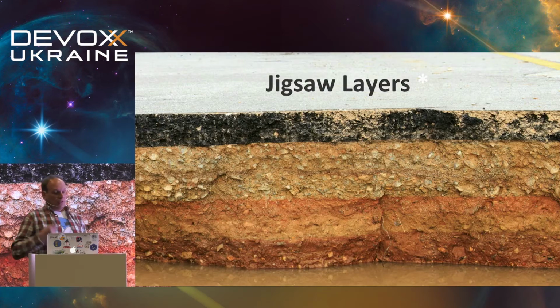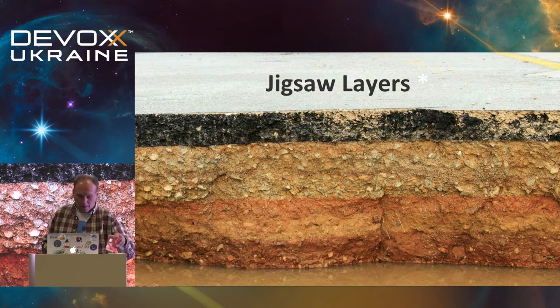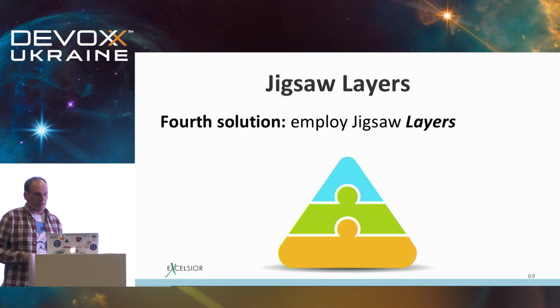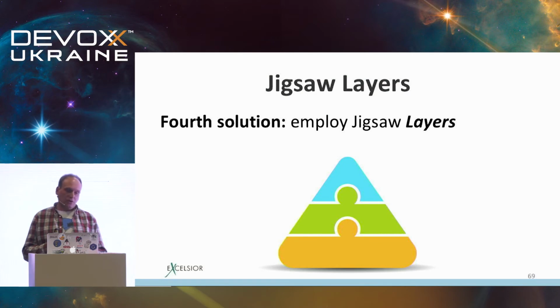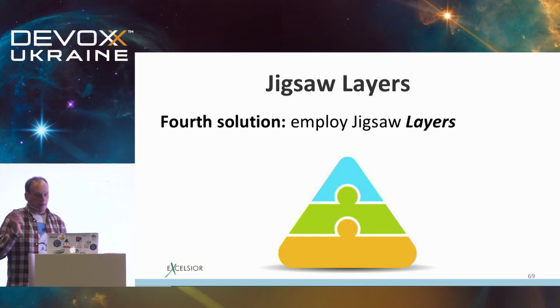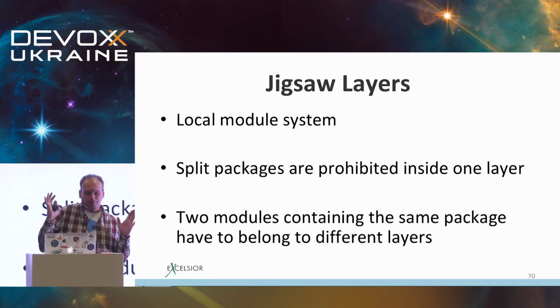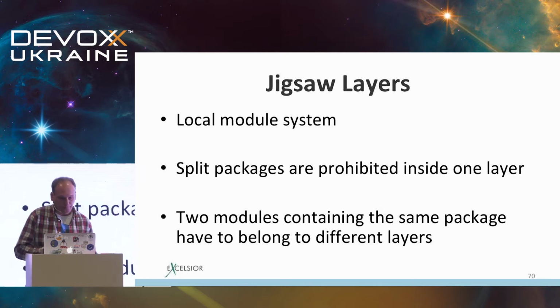And here we come to the culmination of the session. I will talk about Jigsaw layers now. So yes, the first solution is to use Jigsaw layers. So what is a Jigsaw layer? A layer in JPMS is essentially a local module system.